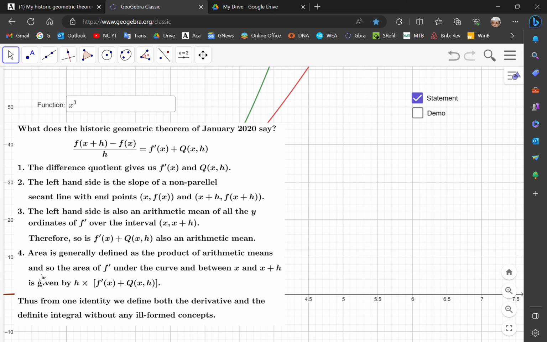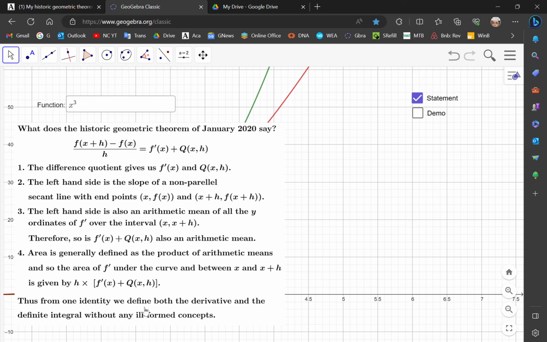Number 4. The area is generally defined as a product of arithmetic means. That's what I discovered because, once again, I'm a genius and nobody before me knew these things. And it means that so is the area of f prime under the curve given by this product, h times the arithmetic mean of all the y-ordinates. So this product here is in fact equal to the integral of f prime of x from x to x plus h. But you don't have to worry about the integration, because if you've got the primitive function and its derivative, that's all you need.